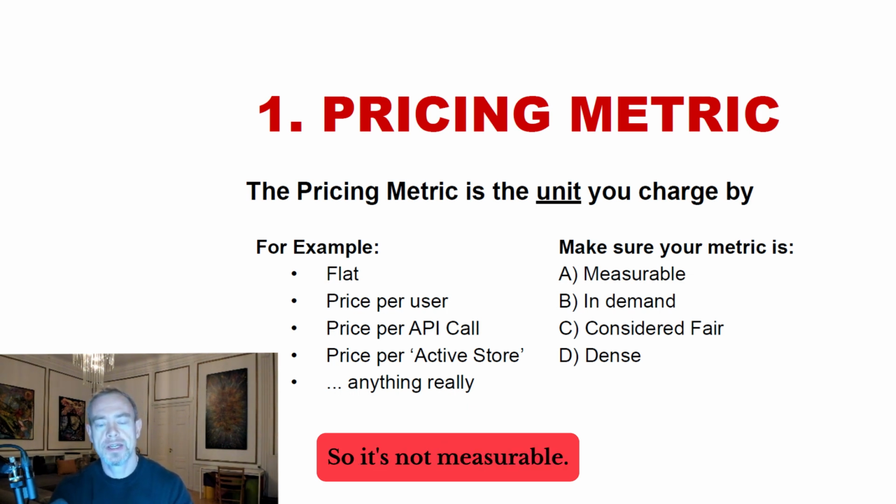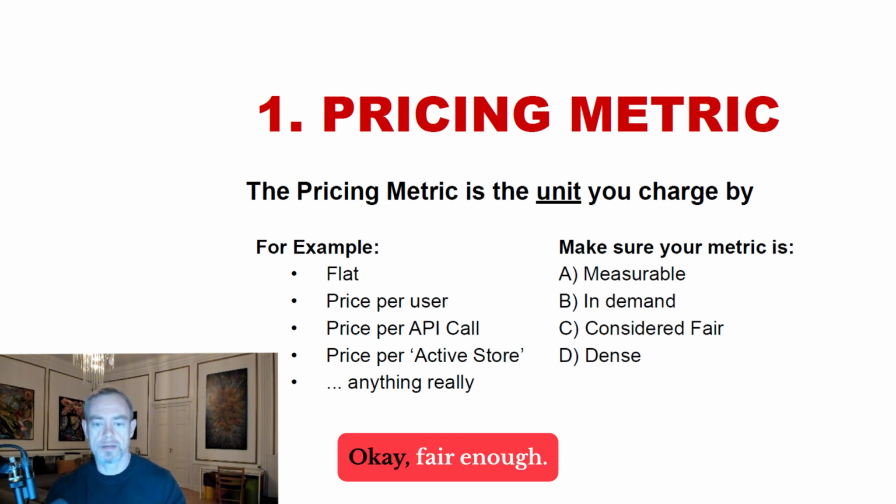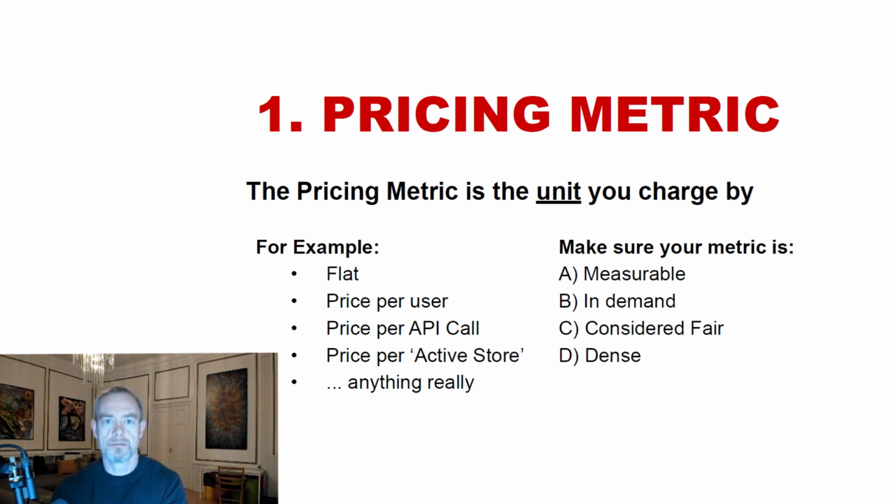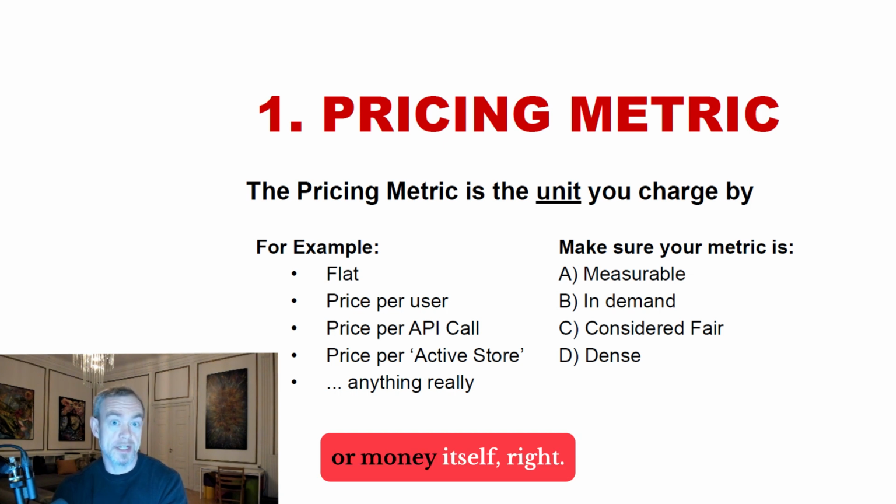So you're going to get into a lot of arguments. So it's not measurable. Then the second point is that it should be in demand, meaning that, and this is sort of a scale from, they're just going to consider it a cost straight up. So they say, okay, fair enough, I'll pay for it, as opposed to, let's say you're selling them new leads or sales or money itself, right?